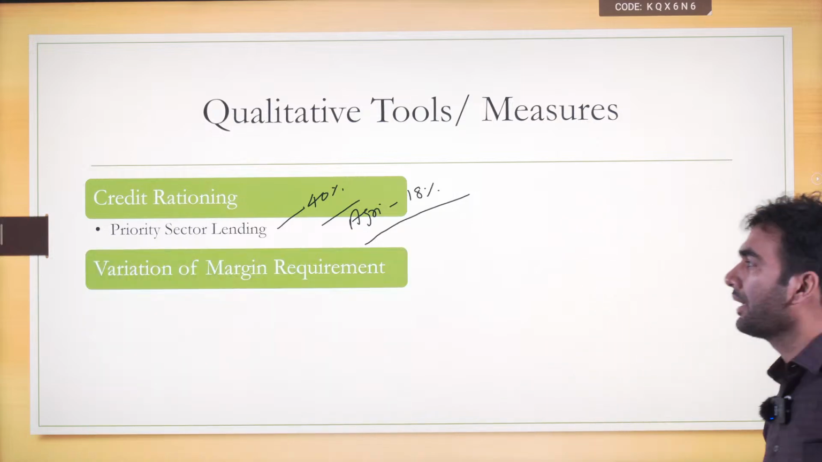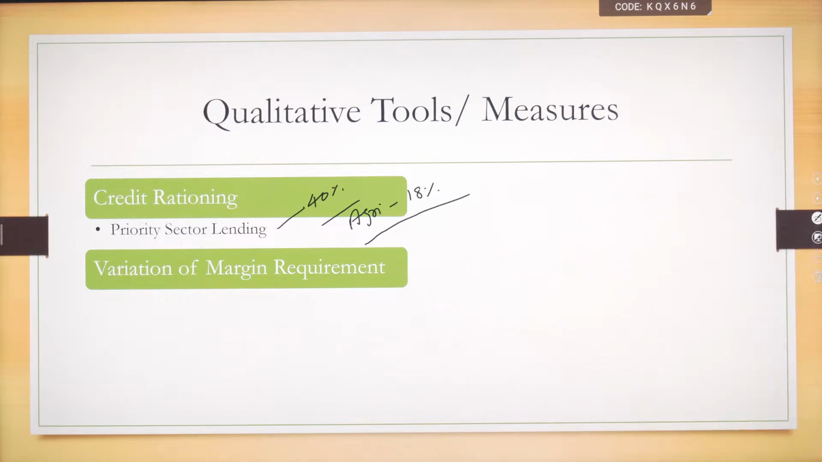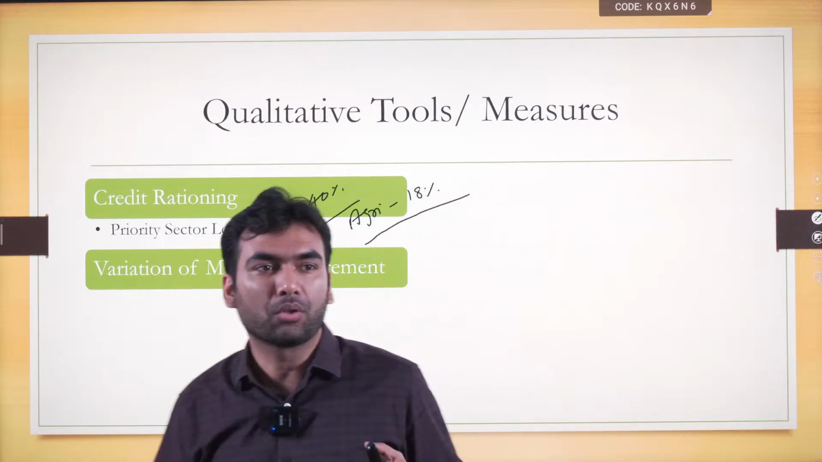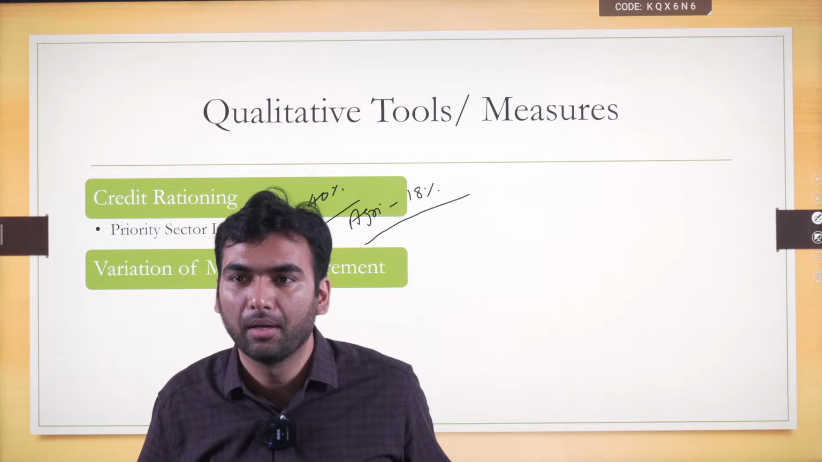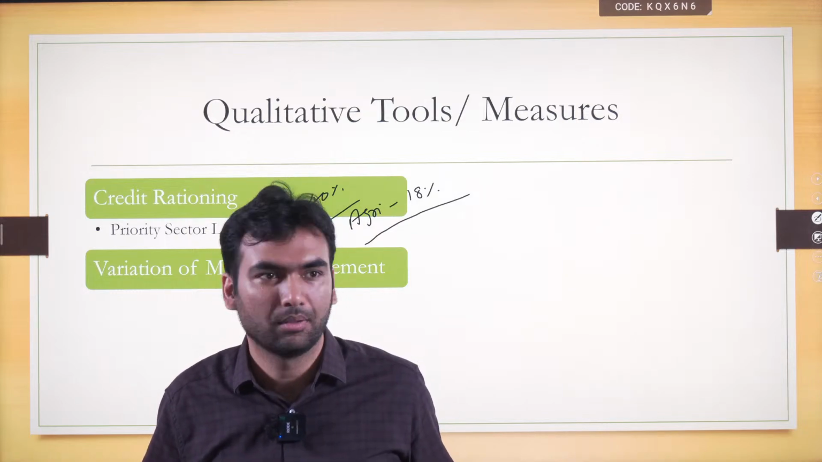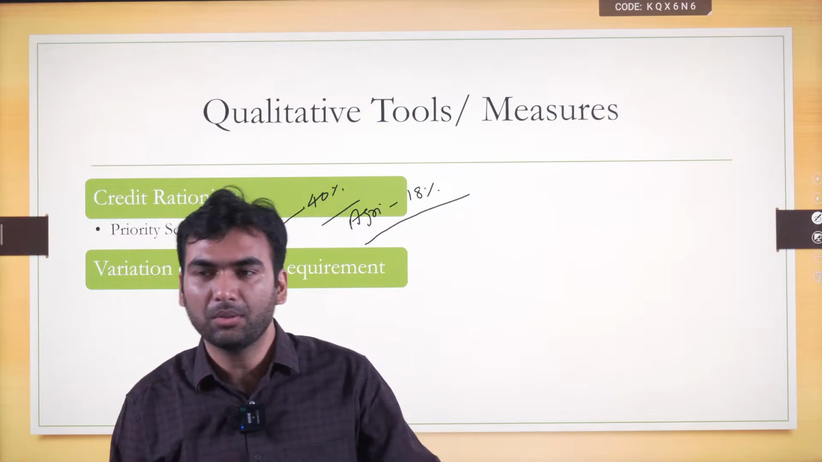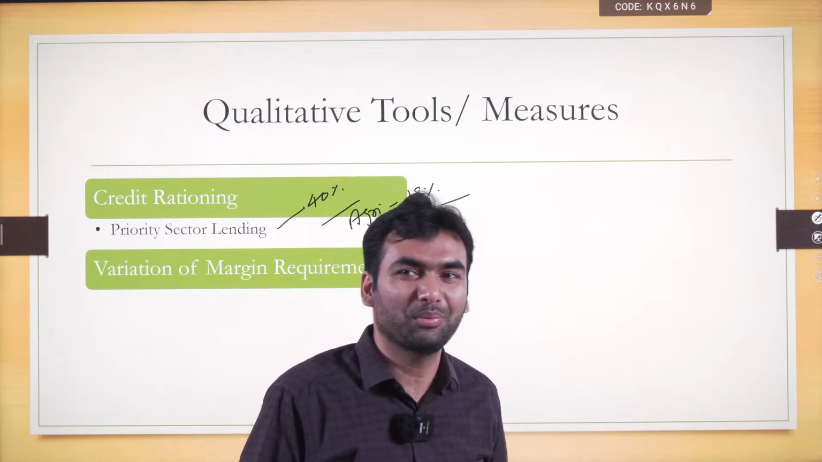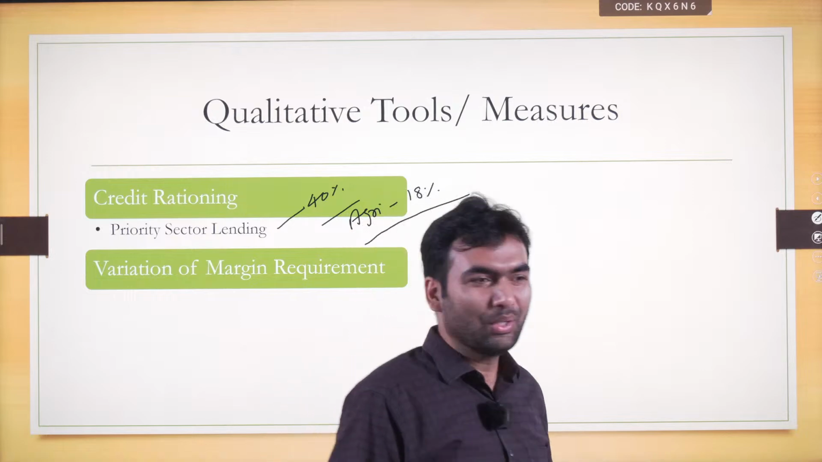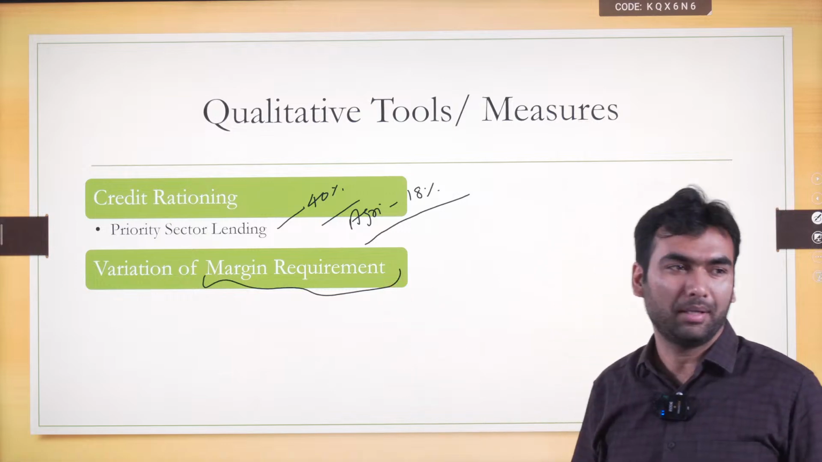Okay. Next is variation of margin requirement. What is this? Suppose you want to buy a car. The car is worth rupees 20 lakh. You go to the bank and say, please give me a loan, I want to buy a car. Bank will never give you 20 lakh rupees. Bank will say that I will only give you 16 lakh, 80%. Then you say that okay, I will buy another car which is worth rupees 16 lakh. The bank will say that then I will give you only 14 lakh rupees. Okay, so there is always going to be a margin requirement.